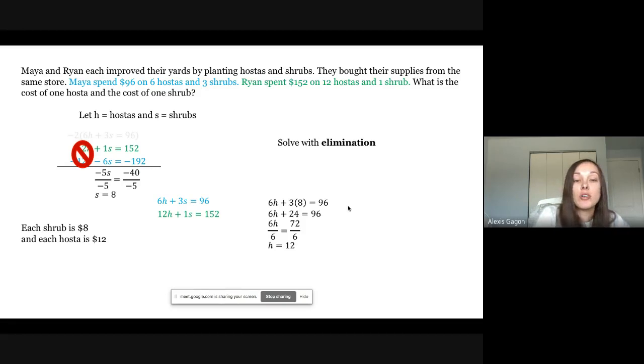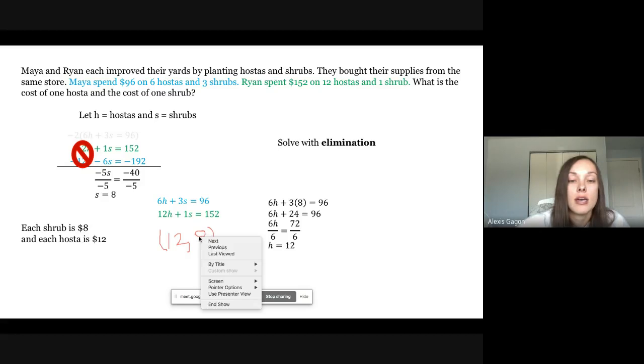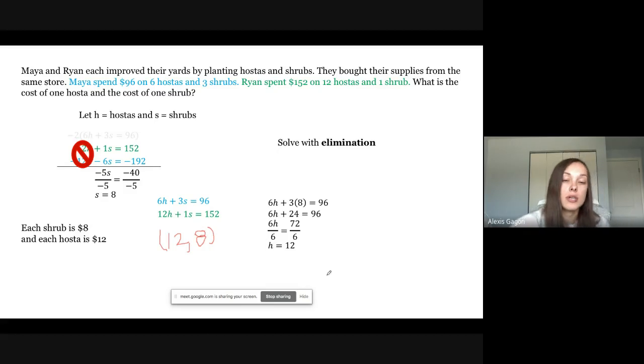Okay, and if you were to just start with this equation and it's asking you to solve it, the answer will be written as an ordered pair in alphabetical order. So since H comes before S, this would be written as 12, 8. I did that with my hand and that, or computer, it's pretty good.